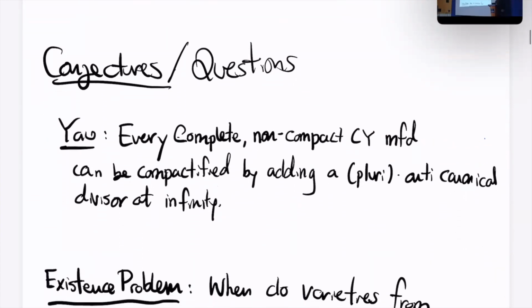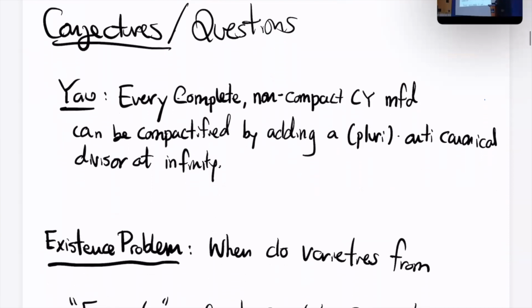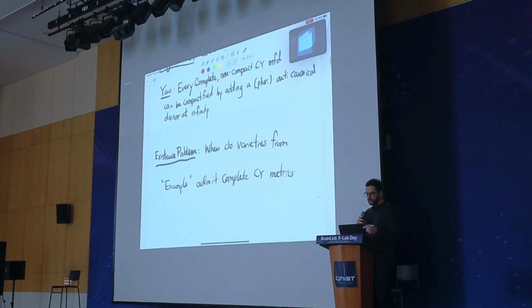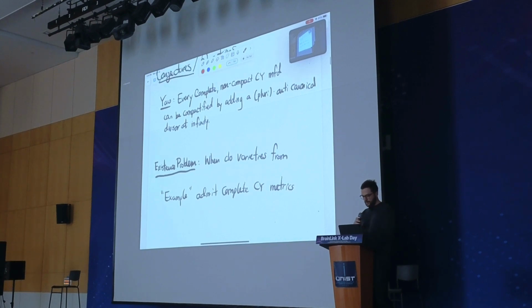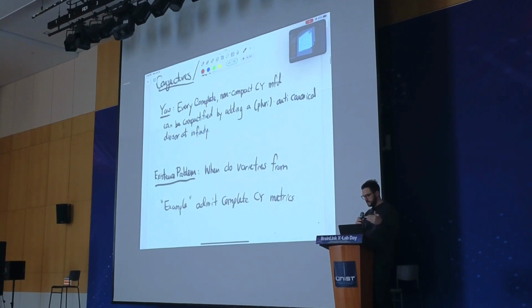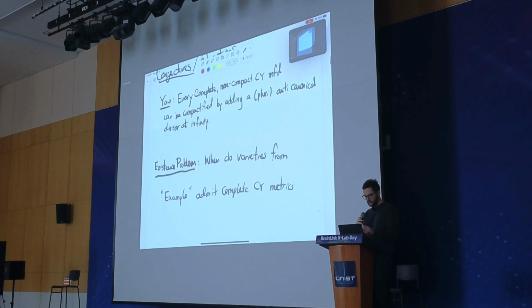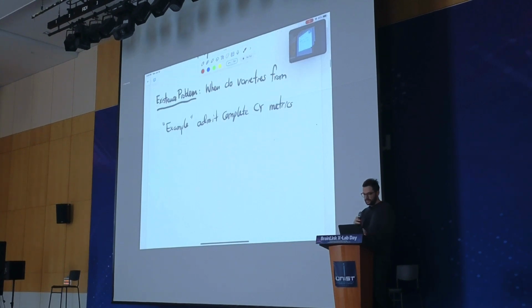And he also proposed an existence problem, which is to answer the question of when do these examples that he's described actually admit complete Calabi-Yau metrics? So these are two sides of the same coin, right? If you want to understand this compactification problem, you have to understand how, in examples, the geometry of the complete Calabi-Yau metric at infinity tells you what the compactification should be. So these two problems are really very closely related as well. Okay, so I want to focus on this existence problem.